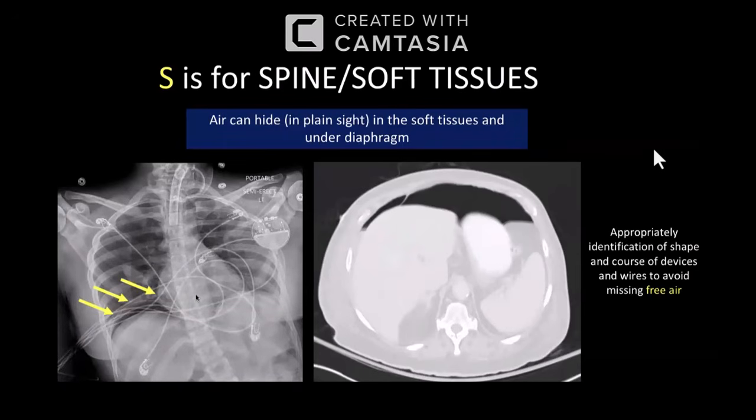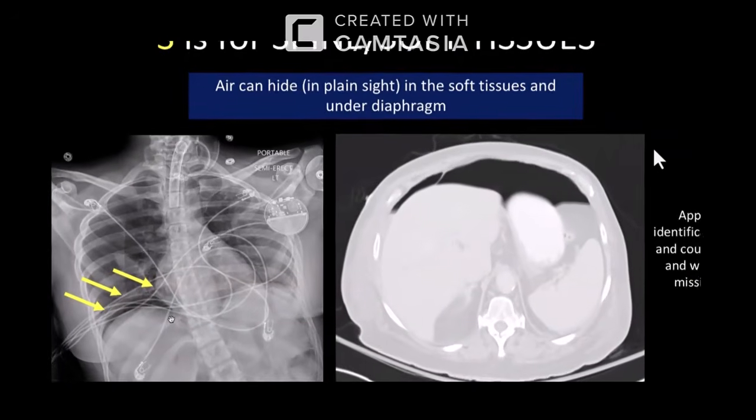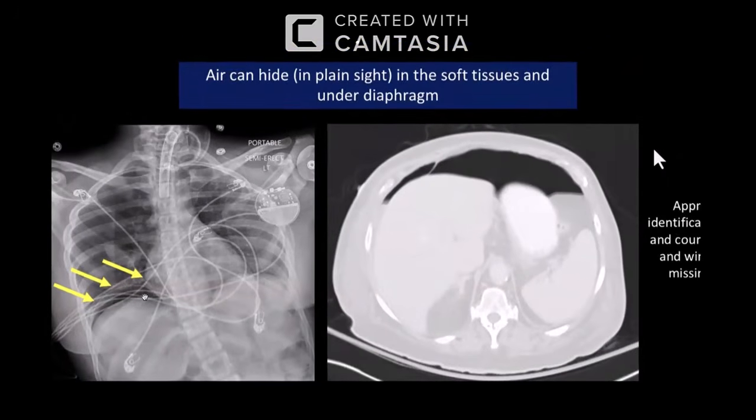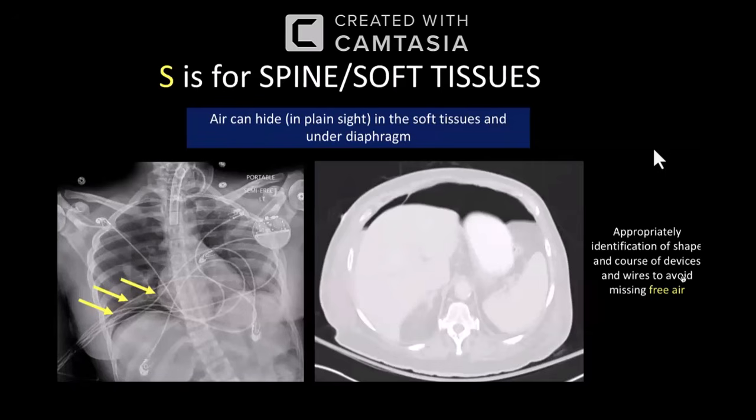Again, look at the soft tissues. Air can hide in plain sight in soft tissues and also in the diaphragm with so many ECG leads. If you look very carefully, you can actually appreciate a small line of air under the diaphragm in this case. So you have to be very cautious while reporting or while seeing plain radiographs. You should not miss the pneumoperitoneum, which can definitely lower your score.